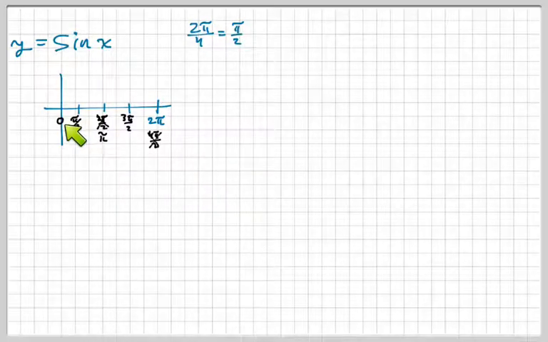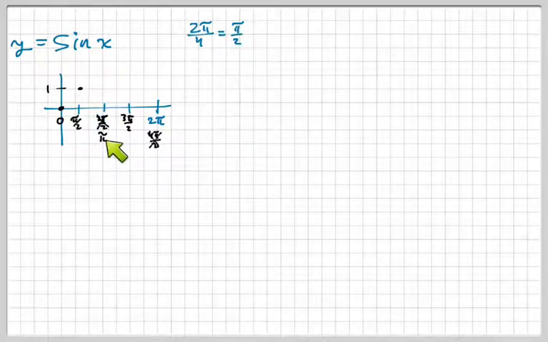Look at 0 radians. What is the y value at 0 radians? It is 0. So we're going to put a dot right there at 0, 0. Now look at pi over 2. What is your y value at pi over 2? It is 1. So we're going to put a dot right up there at 1.